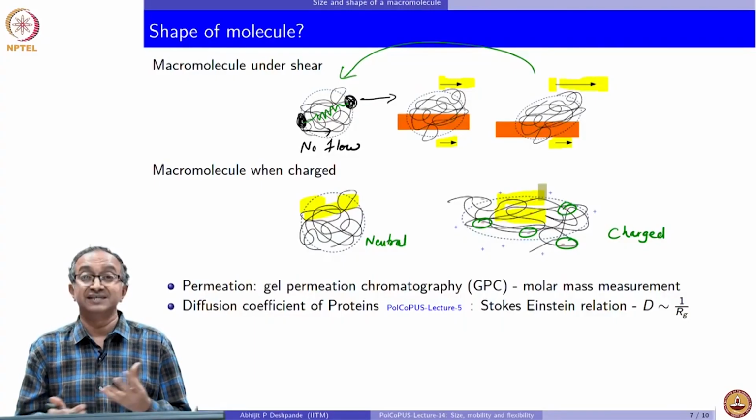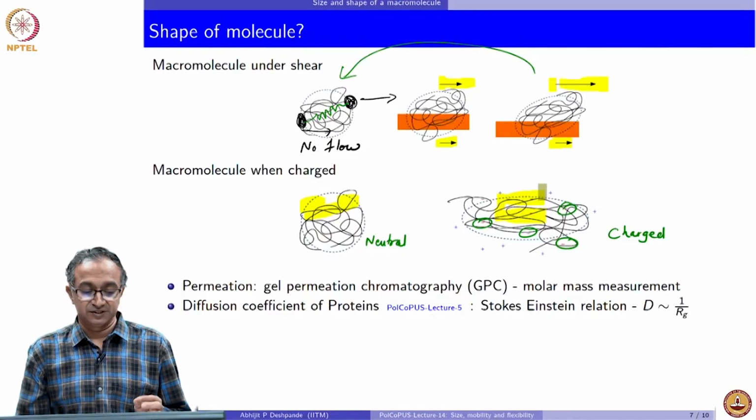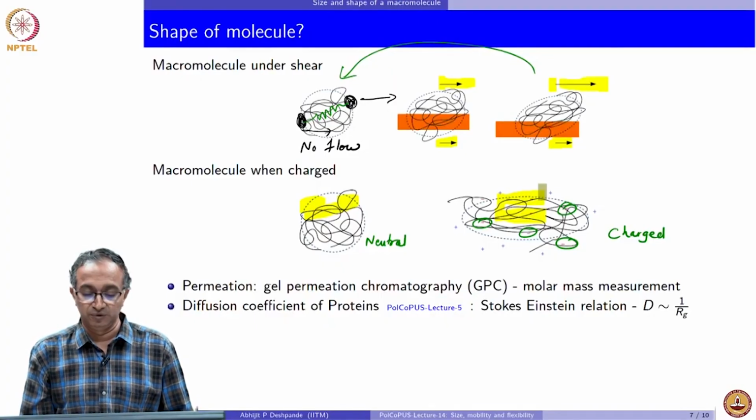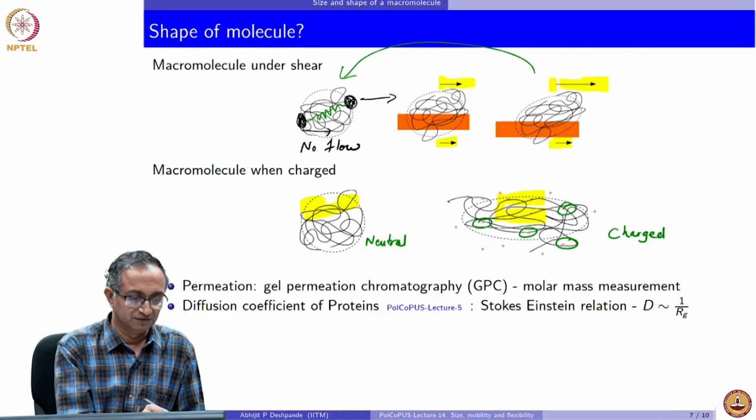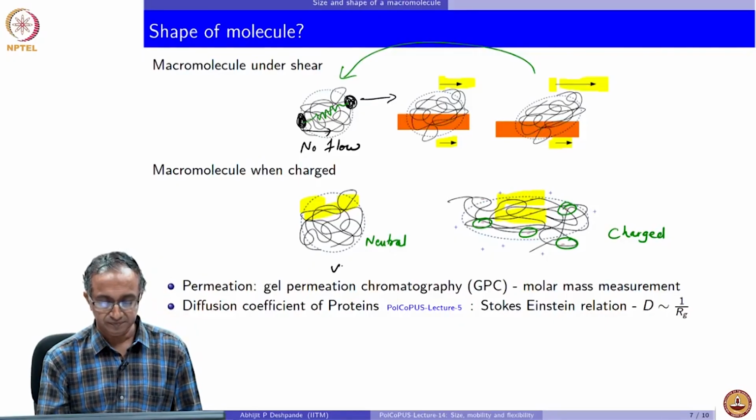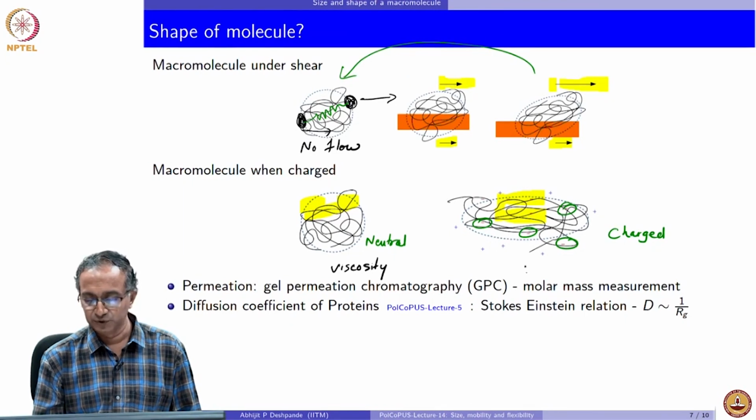So you can see that the size and shape of a single macromolecule can give a lot more clues about what the overall bulk response is. In case of a charged macromolecule, what do you think will be the viscosity in this condition as opposed to the viscosity in this condition?